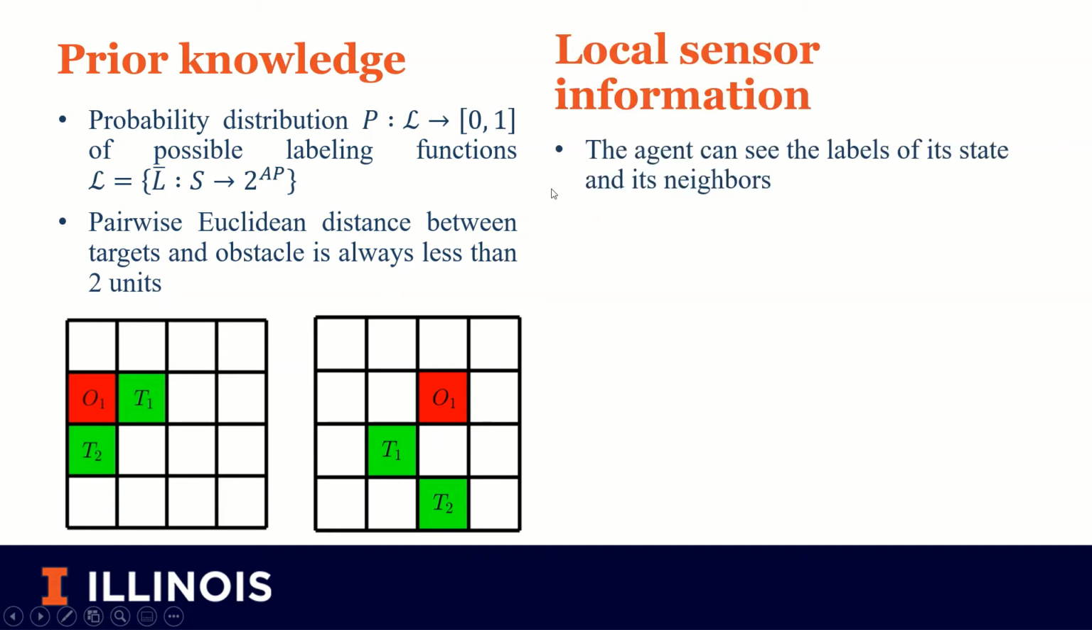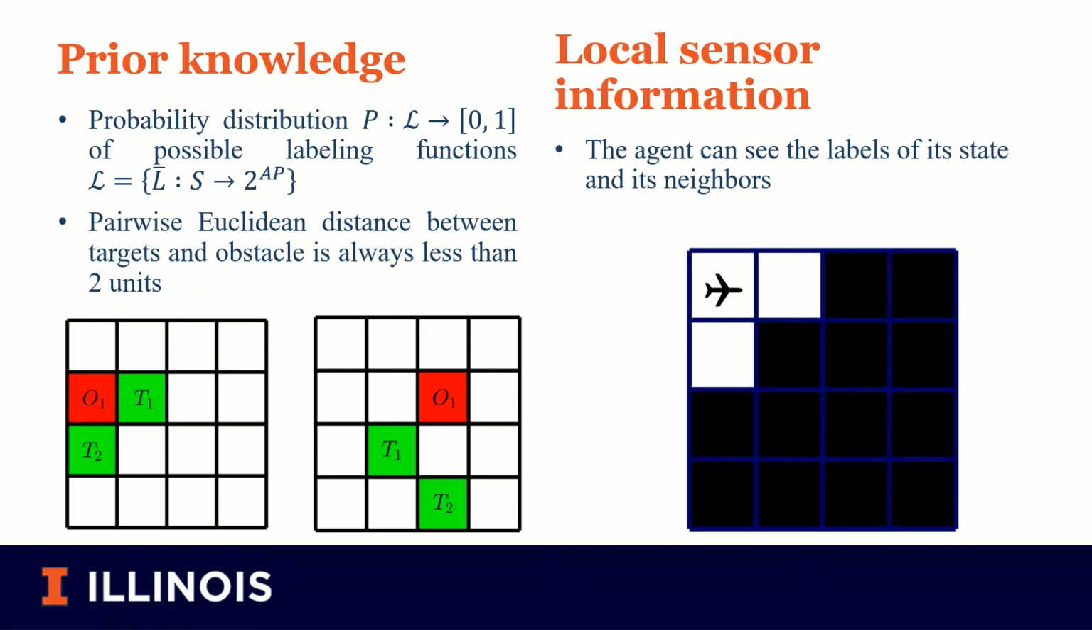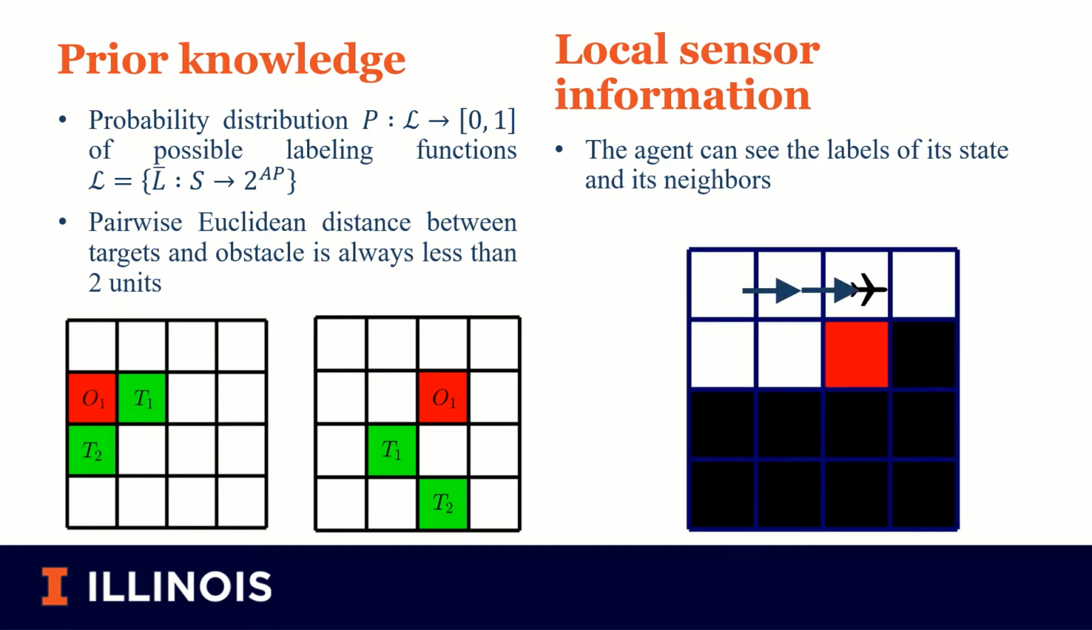The agent also has some local sensor information, that is, it can see the labels of its state and its neighbors. So consider the agent starts from here. The white cells are known to be vacant, and the black cells are those states whose labels are not known. Now, as the agent moves, it discovers more information. It has also discovered that this state is an obstacle.